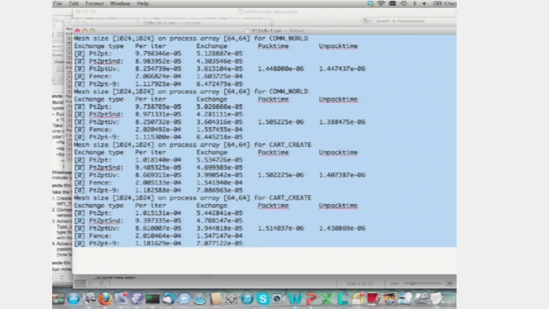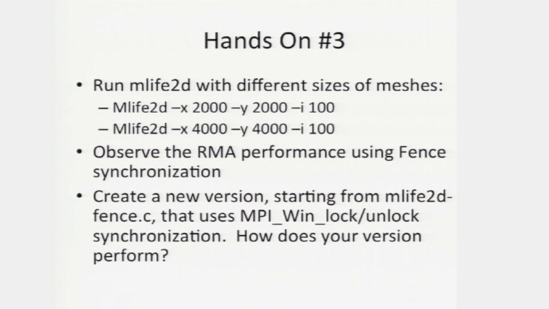When I take my global grid and draw lines through it, each little box there is a process that is going to own that part of the mesh, and it's that mesh of processes that I'm talking about. And so in this case, it's 64 by 64.